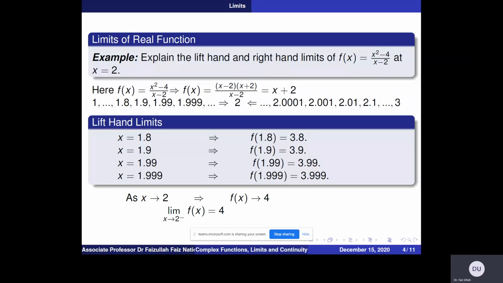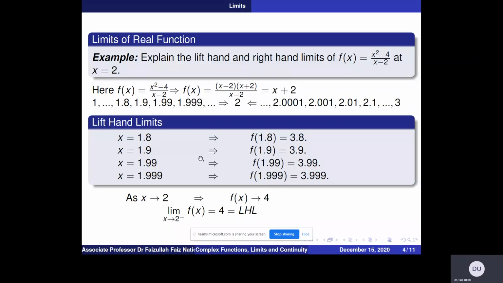This minus sign shows that we are taking the left hand limit. And from here we can define the limit of the function. So the definition is that we say that the limit of the function f of x is 4 as x approaches 2 if the value of the function f of x can be made as close to 4 as we wish.